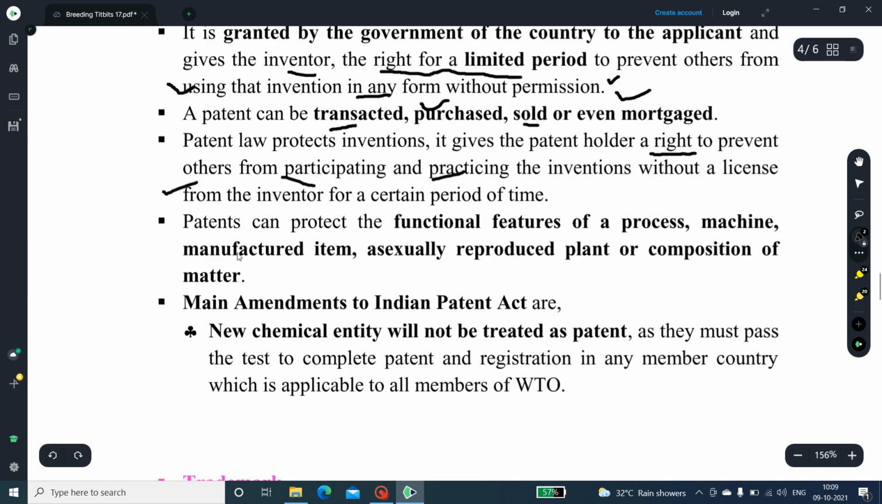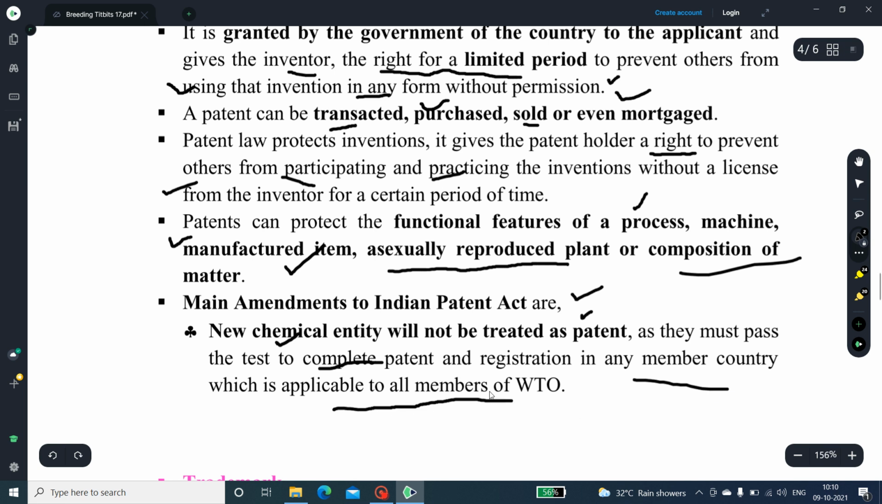Patents can protect functional features of a process, machine, manufactured item, asexually reproduced plant, or composition of matter. Main amendments to the Indian Patent Act are that no new chemical entity will be treated as patentable, as it must pass the test of complete patent and registration in any other member country, which is applicable to all the members of WTO.